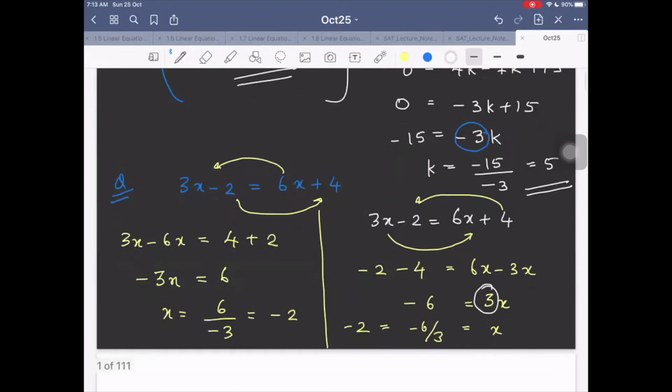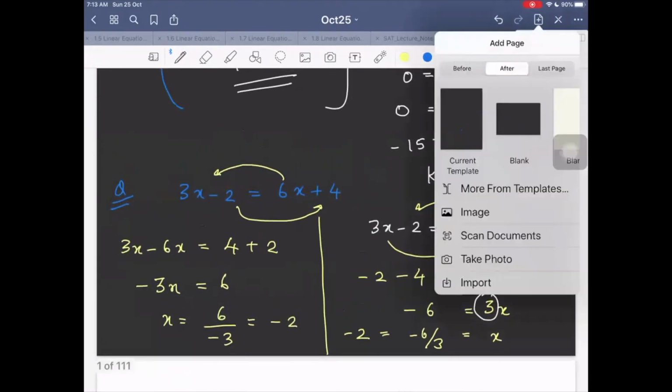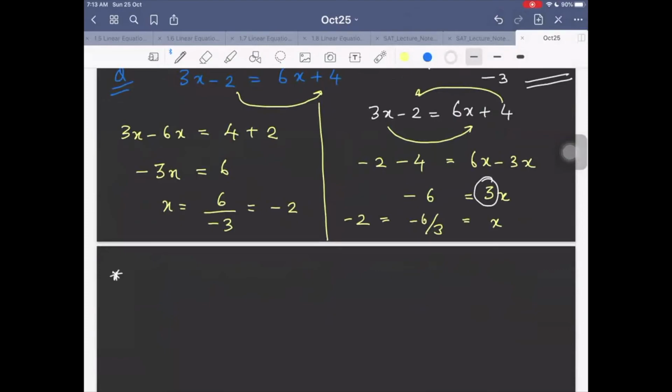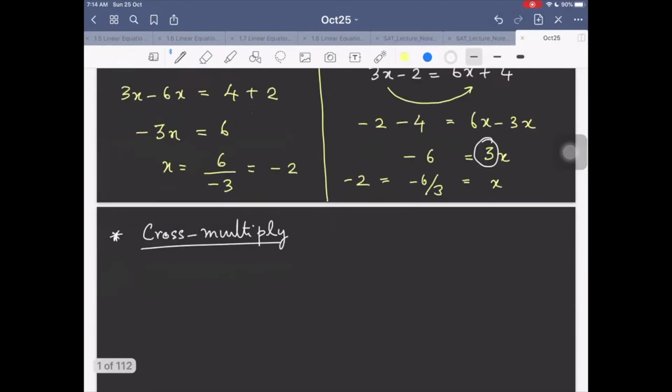Yeah, cool. And the third point I want to tell you is, sometimes when you have expressions divided, when you have a denominator on both sides of the equality, you may have to cross multiply. Okay, I'll tell you an example.